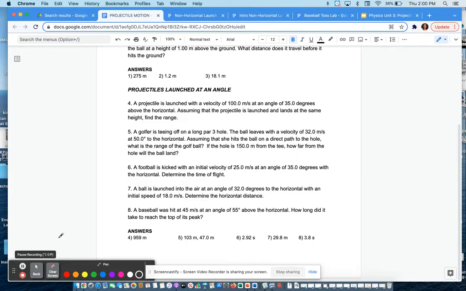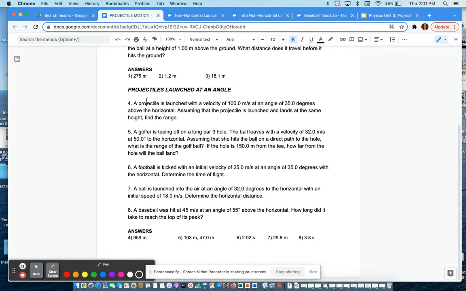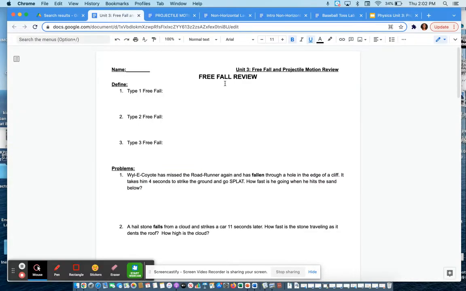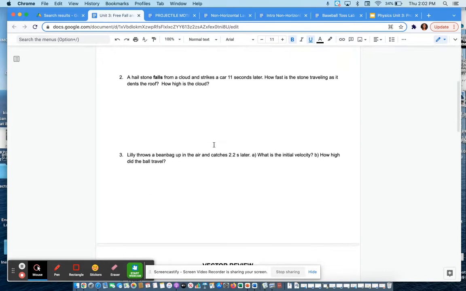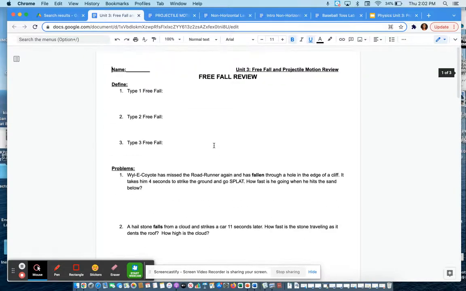Your goal for the rest of class is to make sure, number one, that all of the questions on the projectile motion homework are complete. Number two, you're going to complete the test review for Unit 3. If you, for some reason, lost that test review, there's a copy posted in Google Classroom. The answers to the problems for the test review are also in Classroom. So please check your answers. We'll talk about any questions that we had in our next class.